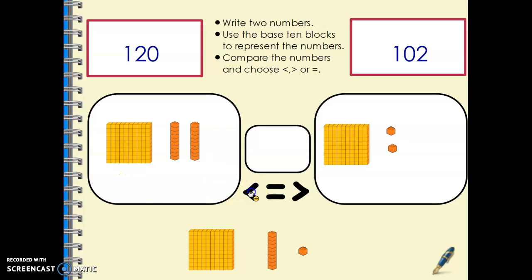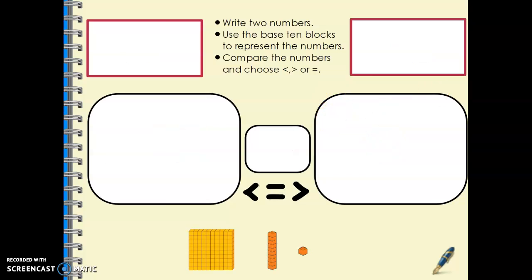120, is it less than 102? No. 120, is it equal to 102? Are they the same? No, they are not. So 120 is greater than 102. Good job.